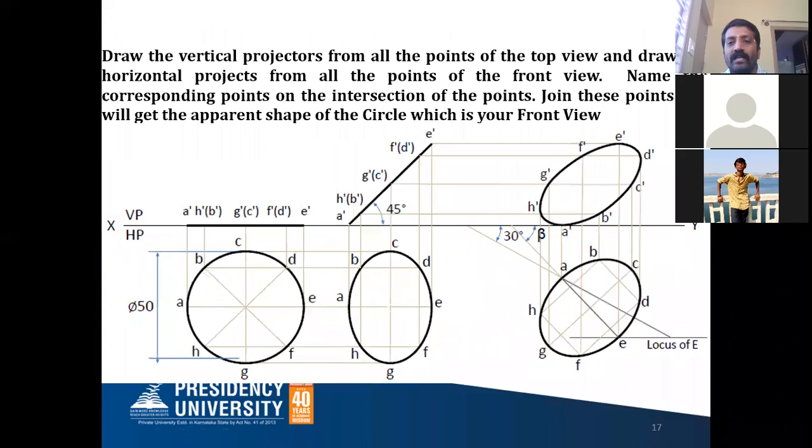Now to draw the final front view, as usual, draw the vertical projectors from all the 8 points of the top view like this, and draw the horizontal projectors from all the 5 points like this. Now coincide the points. A is here, A dash you are going to get on the XY line. B dash, this is B dash, C dash, D dash, E dash, F dash, G dash, H dash, like this.